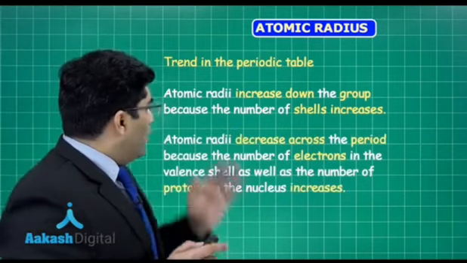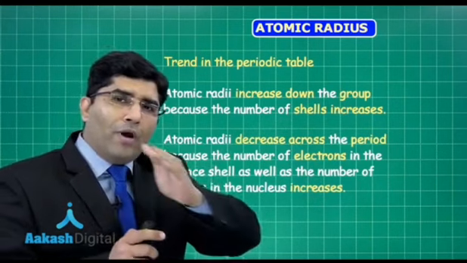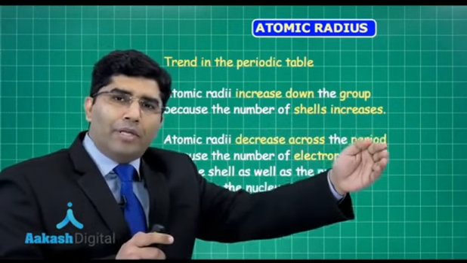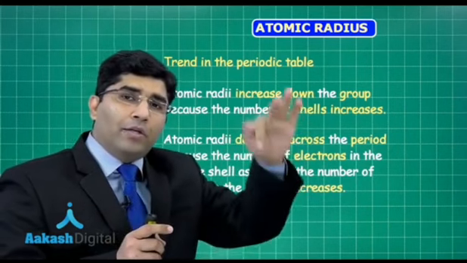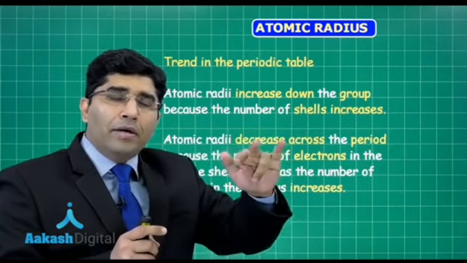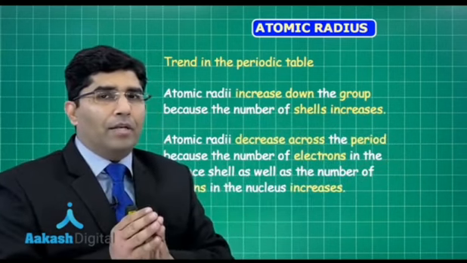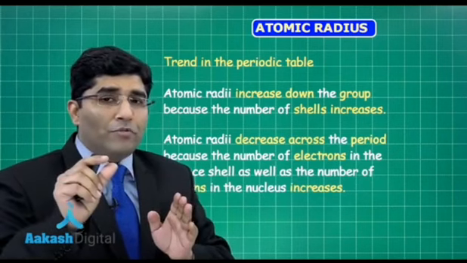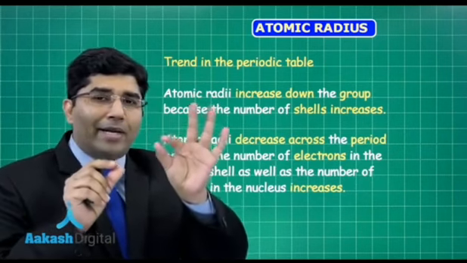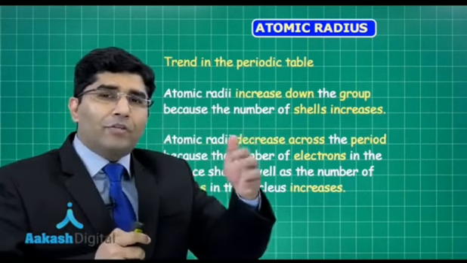And while we go across the period, atomic number also increases. It means that the number of protons increases in the nucleus, and the number of electrons is also increasing in the shell. So what will happen? You are increasing the positive charge, and you are increasing the negative charge also. So there will be more attraction and the size will decrease.